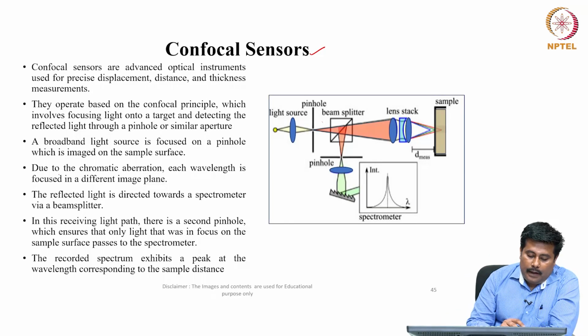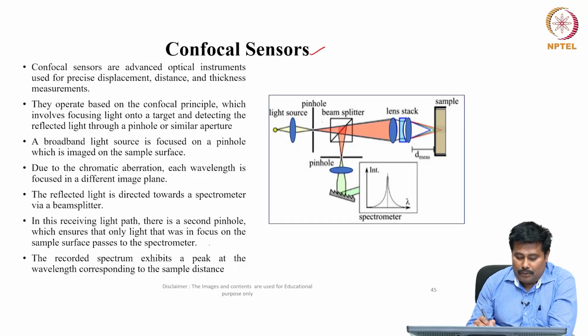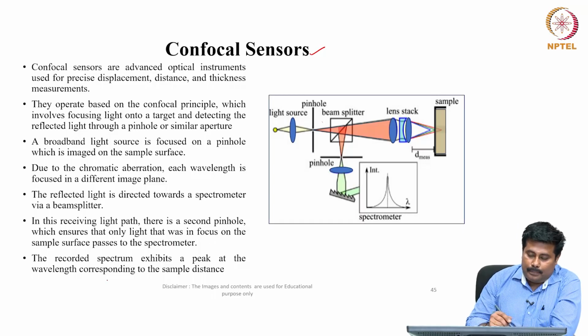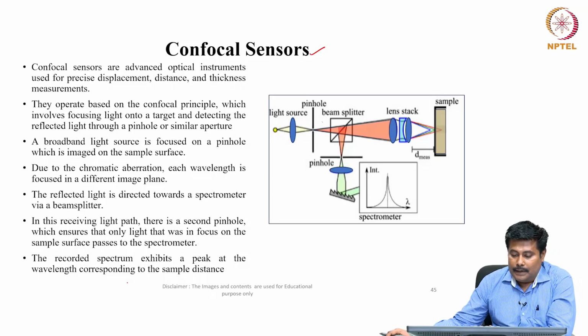Ideally, due to chromatic aberration, each wavelength is focused in a different image plane. The reflected light is directed towards a spectrometer using a beam splitter. In this receiving light path, there is a second pinhole, which ensures that only light that was in focus on the sample surface passes to the spectrometer. Now, the recorded spectrum exhibits a peak at the wavelength corresponding to the sample distance.